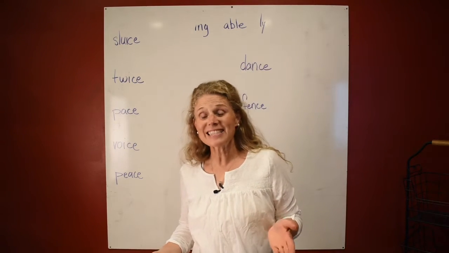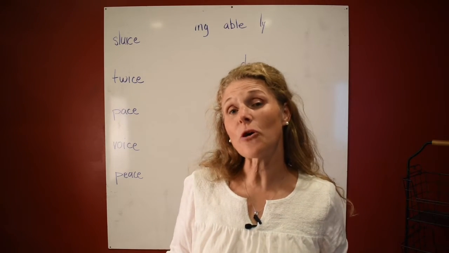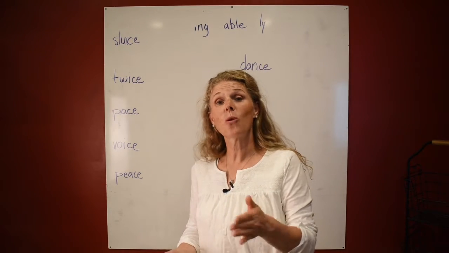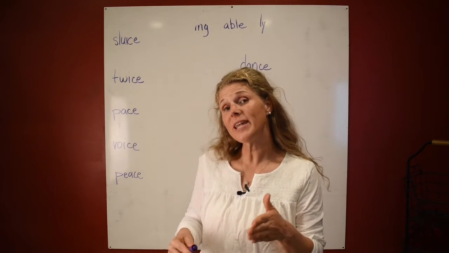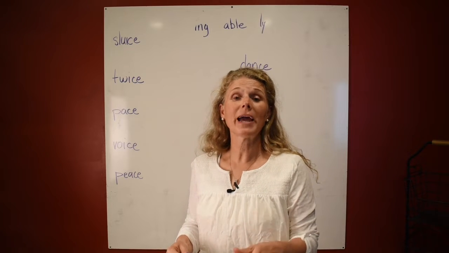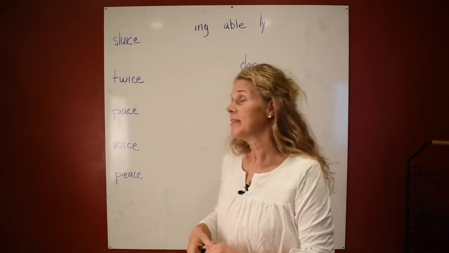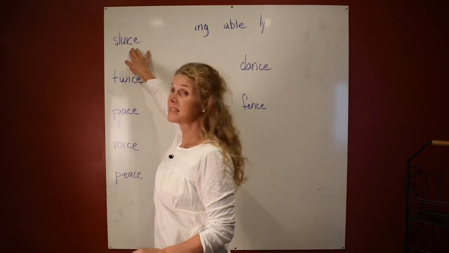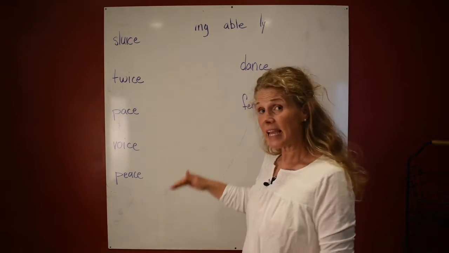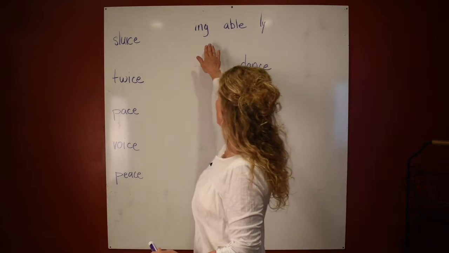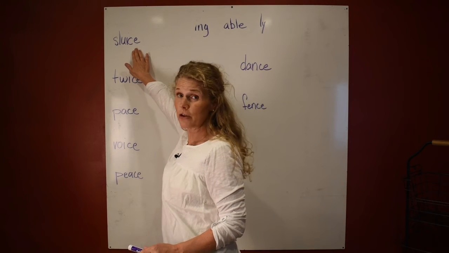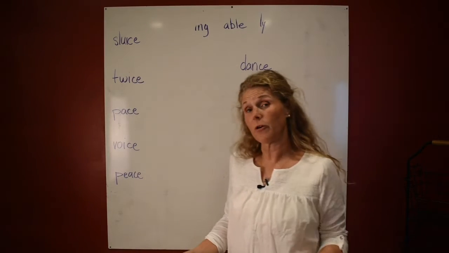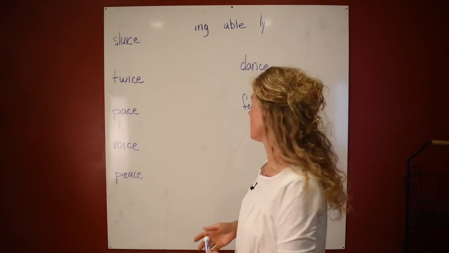Okay, in our last lesson, we really focused on understanding when the C says k and when it says s. When it says s, it is followed by an E, I, or a Y. We also really focused on the end of words that say s. So today's lesson, we are going to focus on adding your suffix to your CEs and we're going to focus on the dropping rule here.